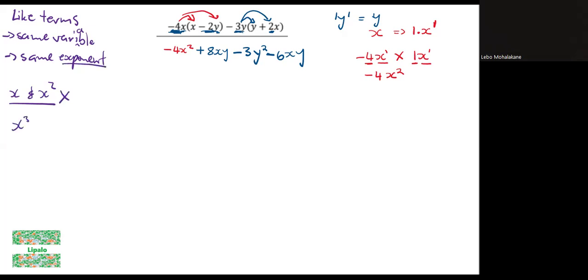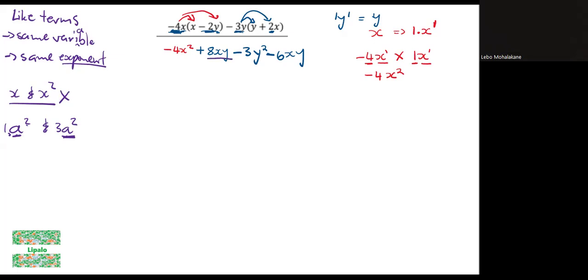Let's forget x. Let's say a. A exponent 2 and 3a exponent 2. These are like terms because of the same variable, same exponent. Remember, the coefficient here is 1. We do not consider coefficient when we talk about like terms. We look at these two things only: same variable, same exponent.